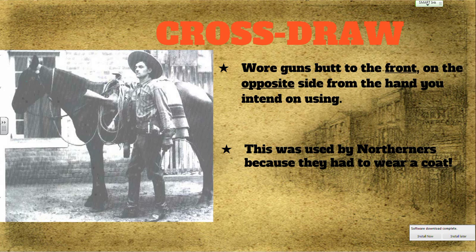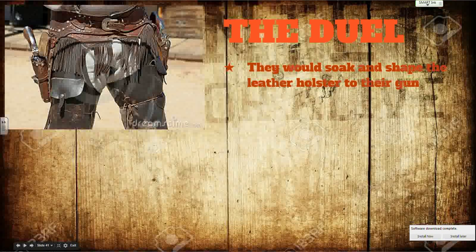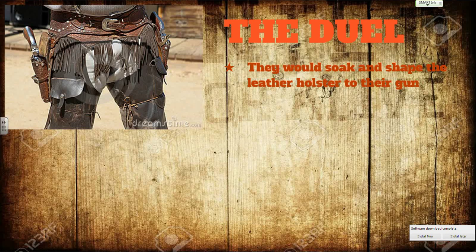Let's talk about, like, I get in a duel. I'm going one-on-one, Doc Holliday versus Johnny Ringo. All right? First of all, you have to know that, again, they were doing anything they could to get an advantage. Now, of course, these are toy gun holsters.